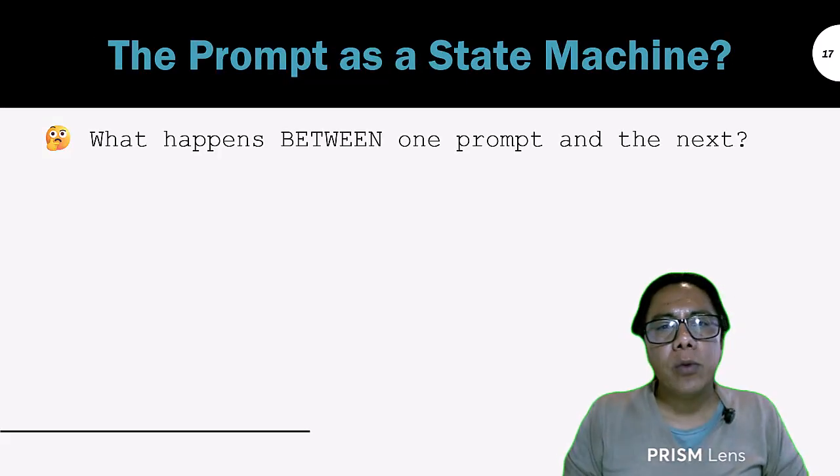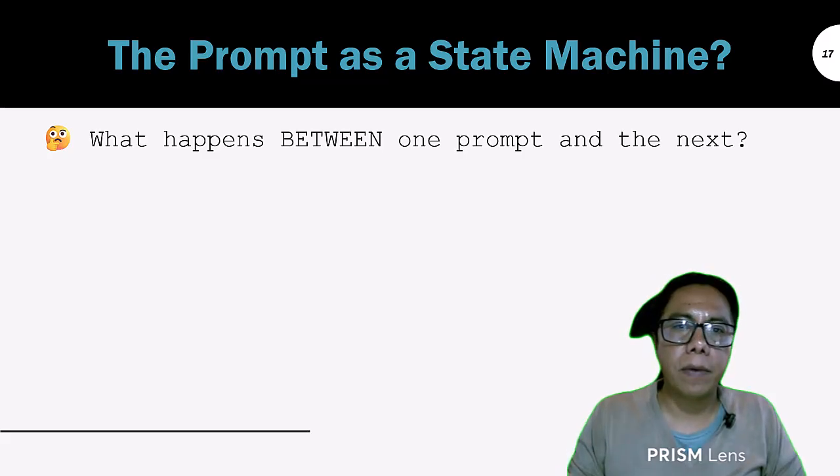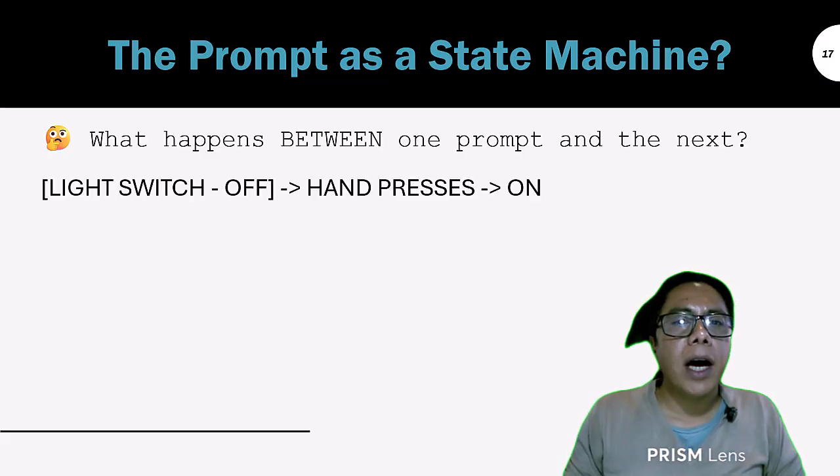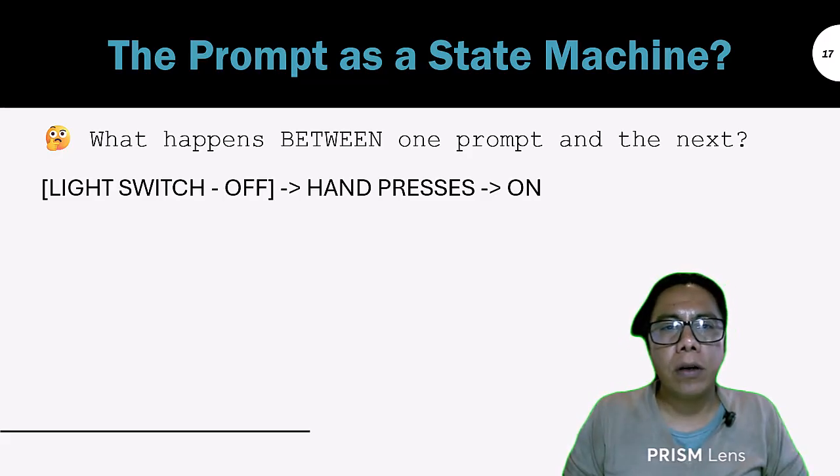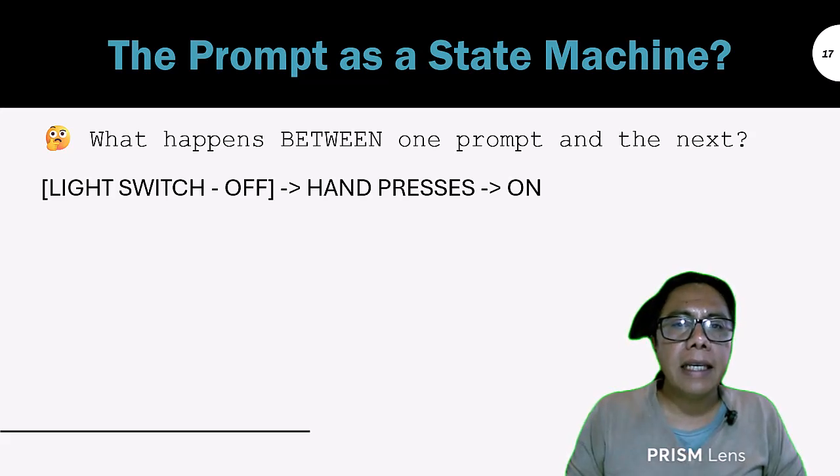What happens between one prompt and the next? Artificial intelligence doesn't live in a vacuum. Each prompt transforms something. That something is called a state. You have a light switch that is off. If a hand presses it, then the lights turn on. The same thing happens. A state machine is any system that has a current state, receives an input, changes to a new state, and processes an output.